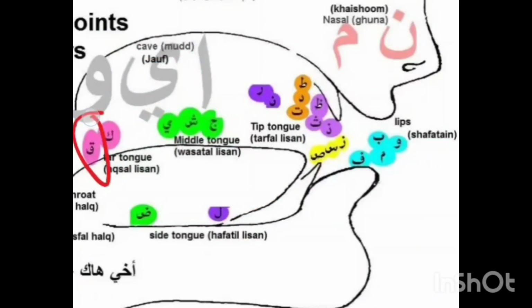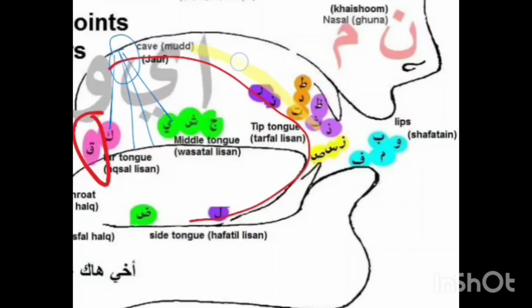Now let's go to the letter Qaf. For the letter Qaf, it's kind of similar. It's just that the tip of your tongue would be lower than for the letter Kaf. So the highest point again, or where the sound is coming from, should be from the far tongue, but the space or the area between your palate and your tongue is going to be larger than for the letter Kaf.